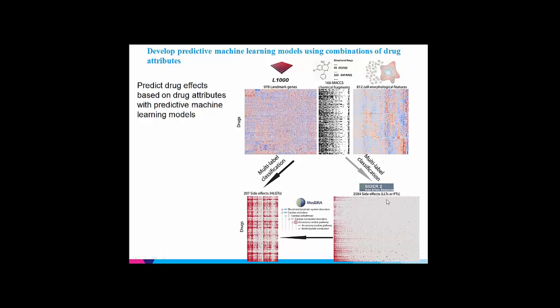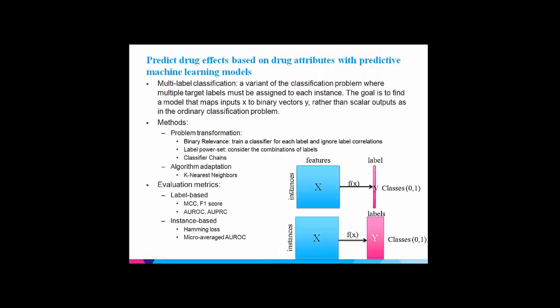For example, we can predict them at the lowest level, the preferred terms, as well as at higher level grouping terms. The machine learning model we used here is called multi-label classification, and I'll give a little bit of background about it.